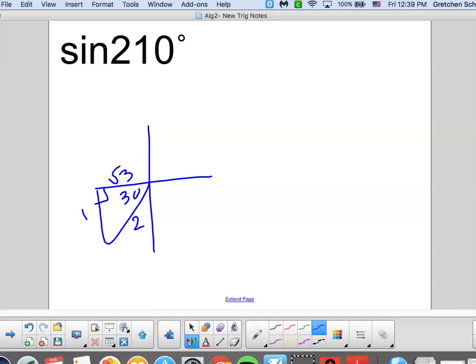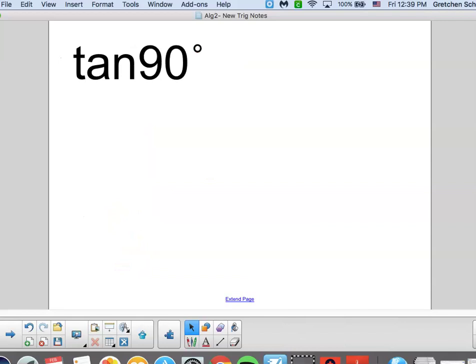What's positive down there? Tangent. So the sine of our angle. Yep. Alrighty. Almost. We can almost do something else.